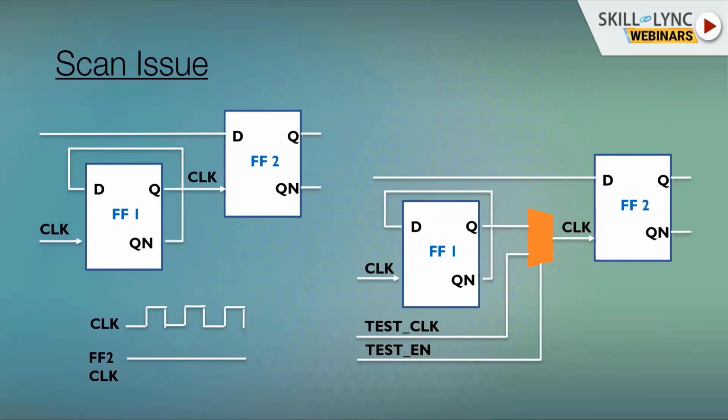A multiplexer, as you can see in the second picture on the same slide, with a select line is inserted to sort this out. I hope you all know the functionality of a multiplexer. You have two inputs and a select line, and using the select line you control the inputs. Here one input is coming from flip-flop 1 and the other input is coming from outside the block, which I'm calling the test clock.